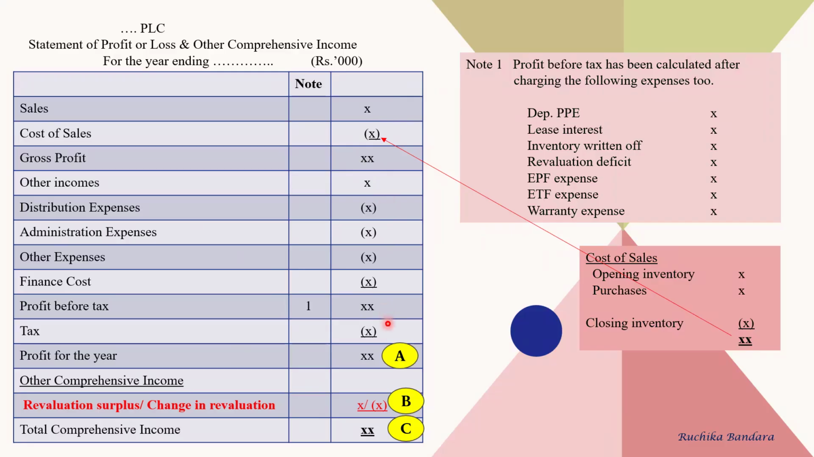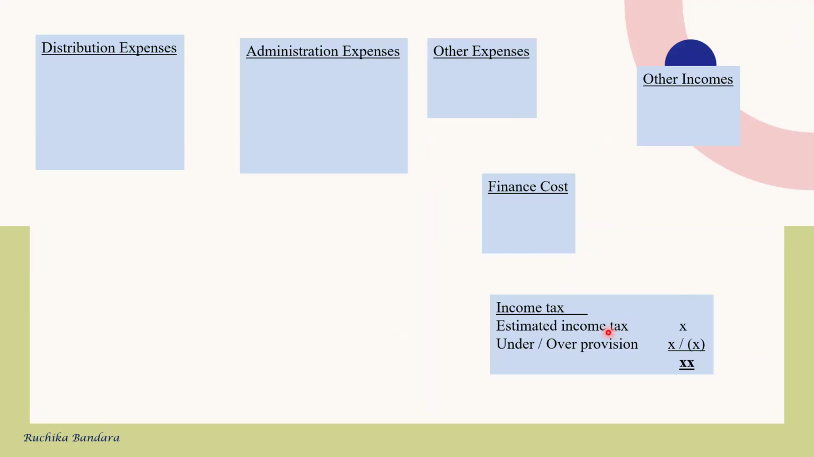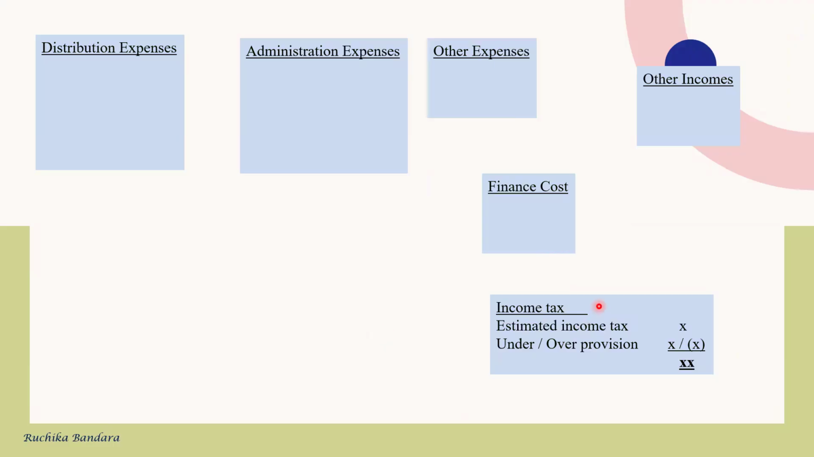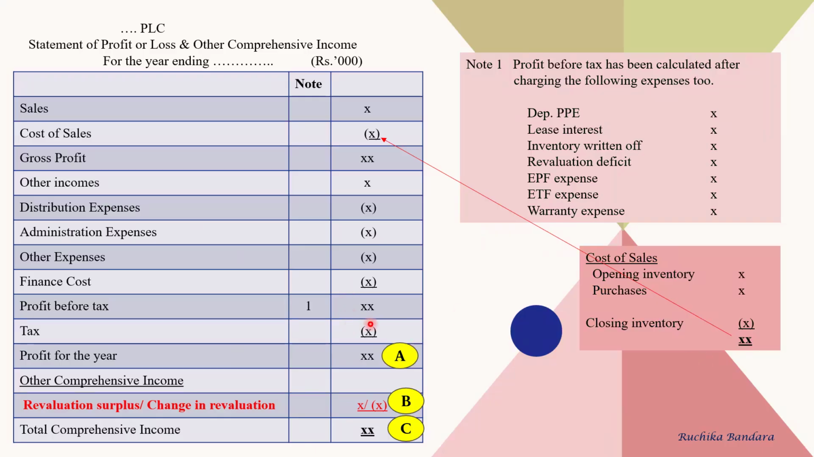From that, you have to remove your tax. For the tax also, sometimes they say in the question, the tax is 1/3 of the profit before tax. That means from the profit before tax, you take 1/3 as a tax. Or sometimes they give an adjustment, the estimated income tax they give, you have to check whether there's an over or under provision last year. So if it is under provision, add it to the estimated amount and get the value. If it is over provision, subtract it. So the ultimate value, you can put it into the tax.